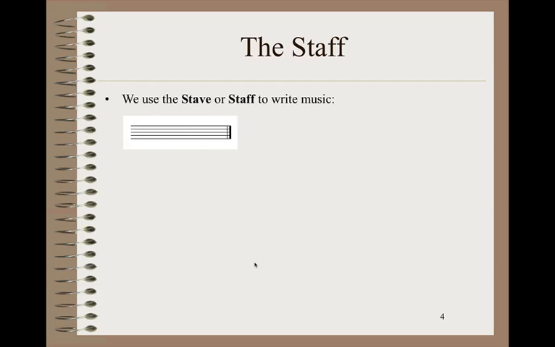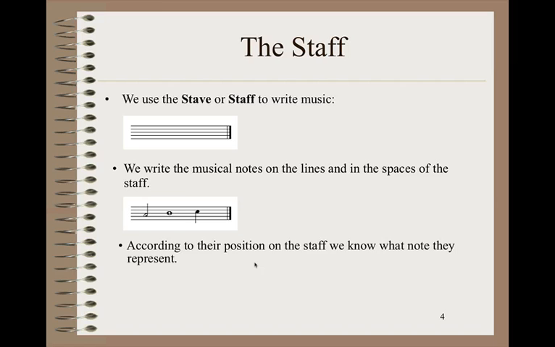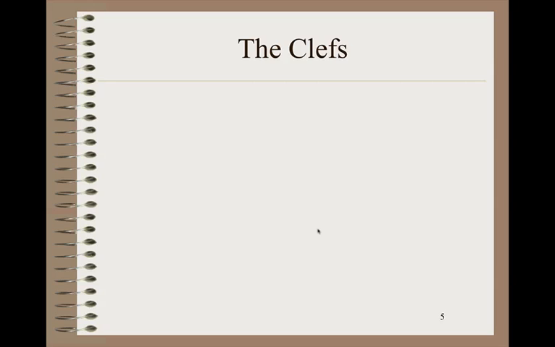We use the staff or the stave to be able to write our notes on the music. That's where we place the different notes according to whether it is on a space or a line. And there are 5 lines and 4 spaces for each one of these. The clefs tell us where the different notes belong in the range of things.